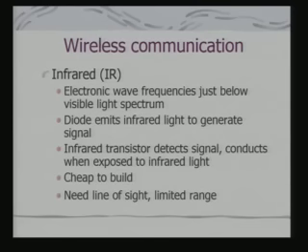Here you use infrared light for transmission of data, which is the most distinctive feature of this protocol. The basic concept is very straightforward. You have an infrared diode which emits light to generate the signal, and there would be infrared transistors which detect the signal and conduct when exposed to infrared light, and that is how the signal is actually detected. This is a very simplistic conceptual scenario for implementation of this infrared protocol.